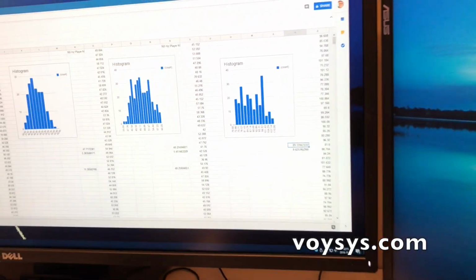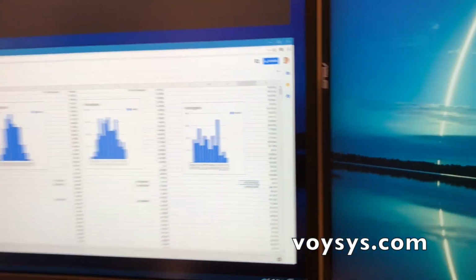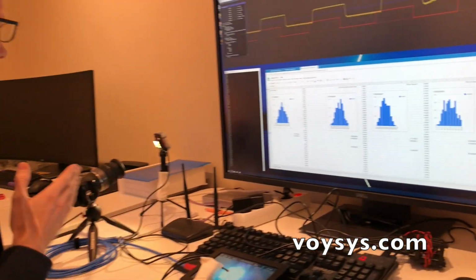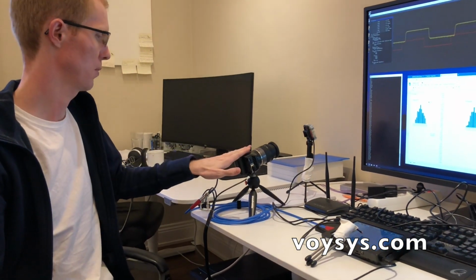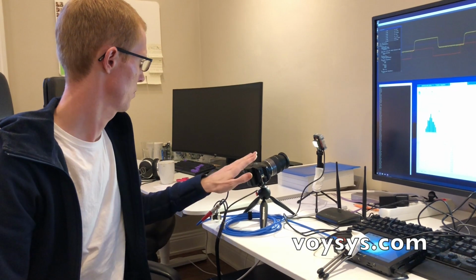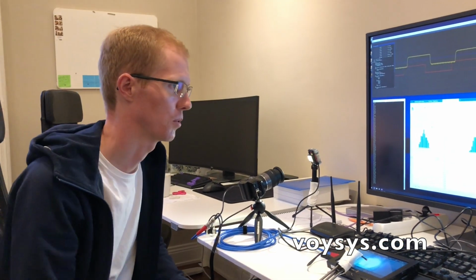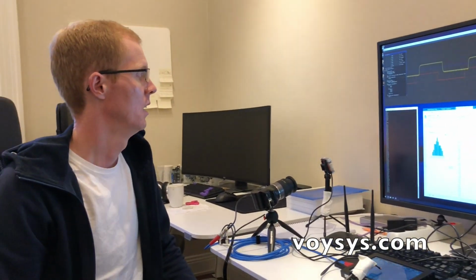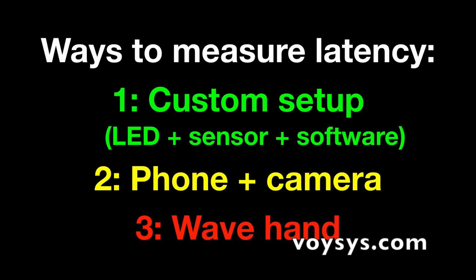For this setup, we can see that it's pretty much exactly 89 or 90 millisecond latency, and we have a standard deviation of 10 milliseconds, which is because the frame rate here is not synced up with the frame rate of the monitor. This is running at 30 FPS, and I think the monitor is running at 30 as well, but I'm not actually sure. It might be 60 on this one. So this is how we do latency measurements, and it's a pretty good way of doing it.